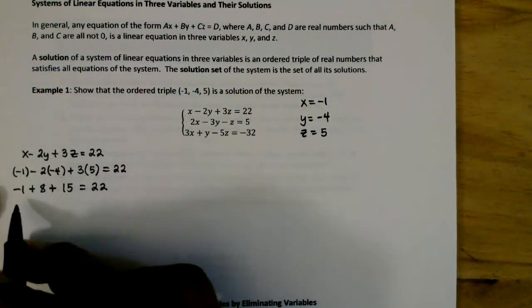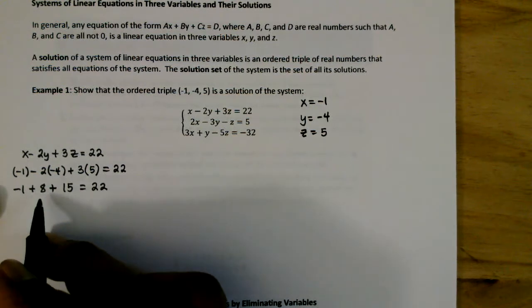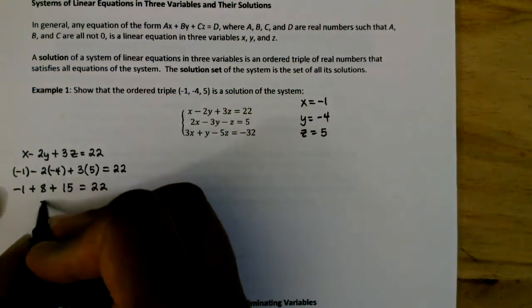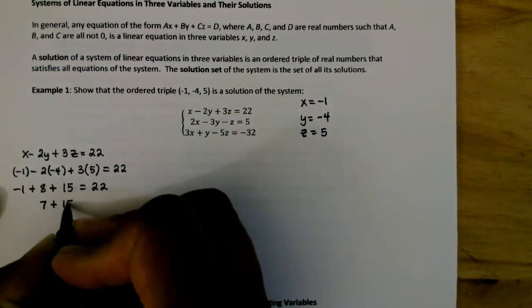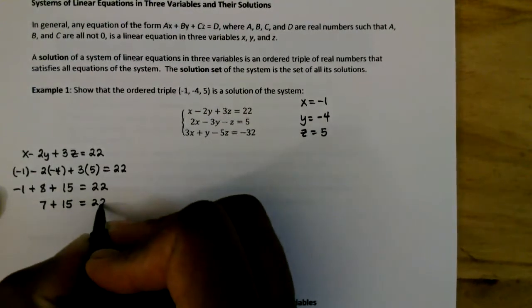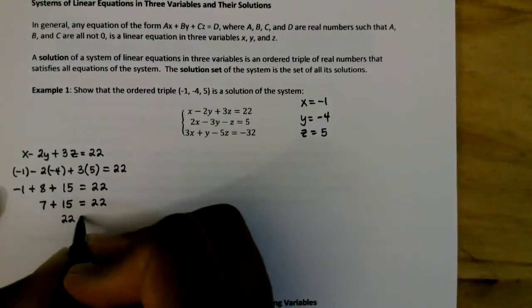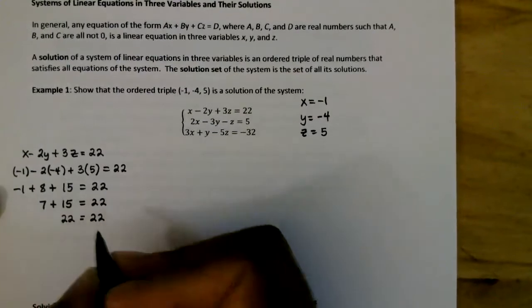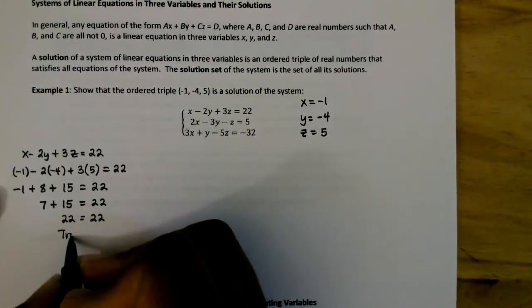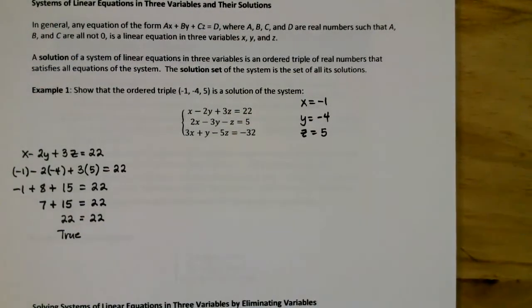Now I'm going to simplify from left to right. If I add -1 to 8, you're going to get 7. And then if I add 7 and 15 together, I should get 22. And I do get 22. So this is true for only the first equation. I also have to do the same thing for the second and the third equation.